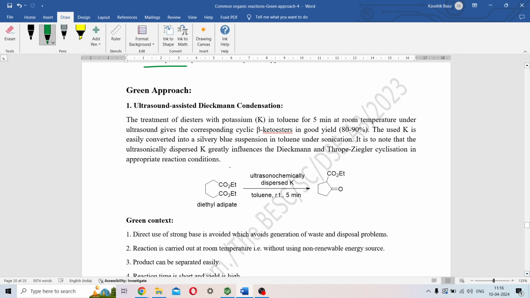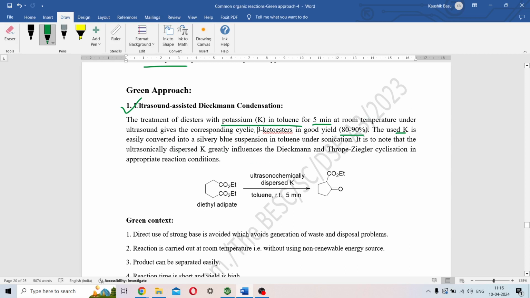Let's first discuss the ultrasound assisted Dieckmann condensation. This is a diester, it's treated with potassium in toluene, and the reaction is done at room temperature and it is over within 5 minutes, provided you have an ultrasonic machine to do this reaction in. The yield of the product is also very good, 80 to 90%, so that's pretty acceptable. And the potassium that is used is converted into a blue suspension when you sonicate the whole thing.